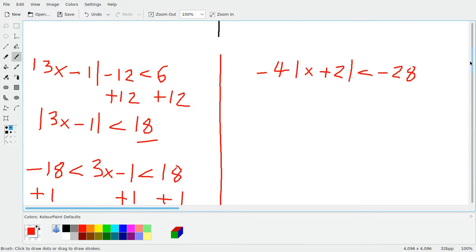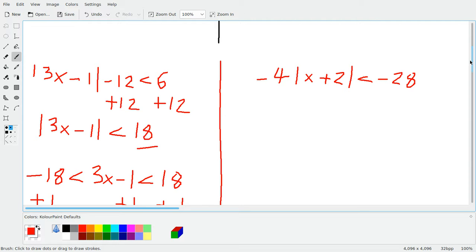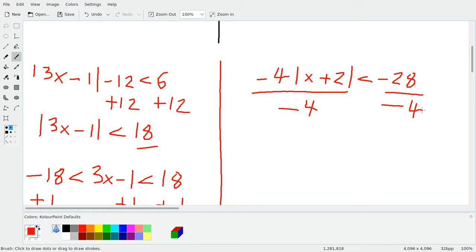So our next example, we have negative 4 times the absolute value of x plus 2 is less than negative 28. You might pause for a moment and think, well, an absolute value can't be less than a negative because an absolute value is always positive. But we have this negative 4 in front. To get rid of this negative 4 in front, we need to divide both sides of your inequality by negative 4, which means we have the absolute value of x plus 2 is less than 7.